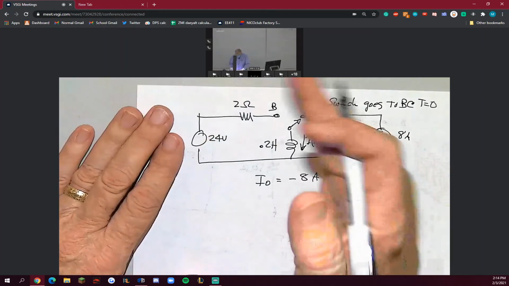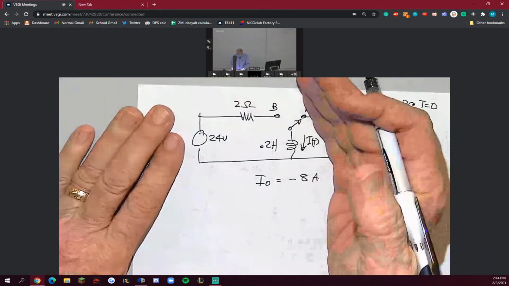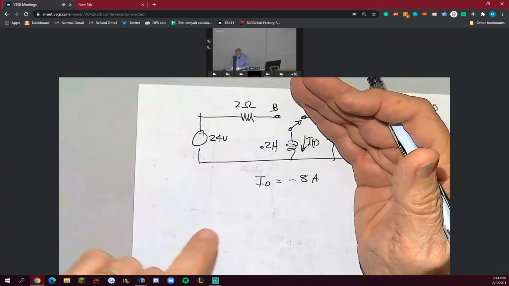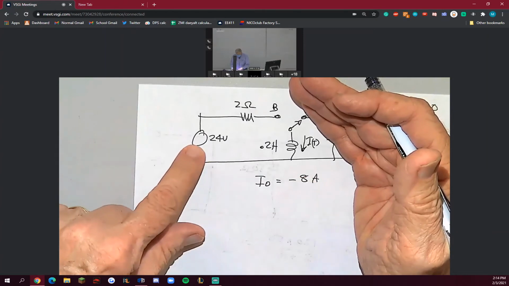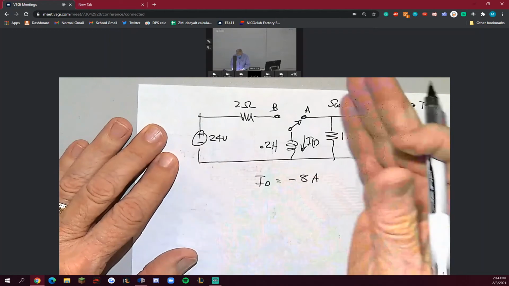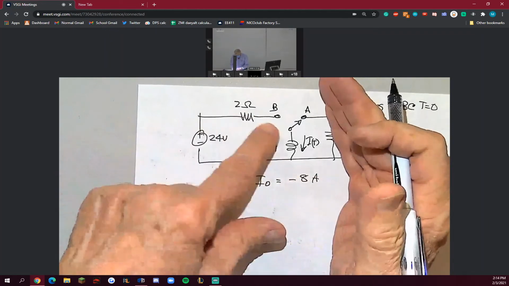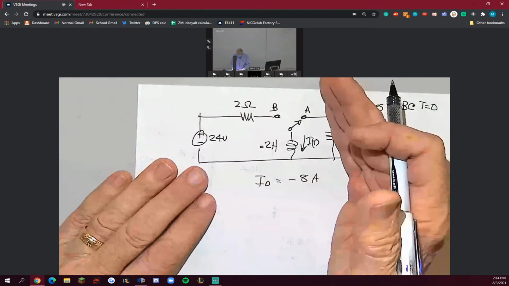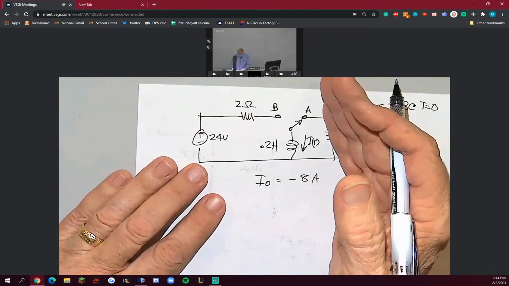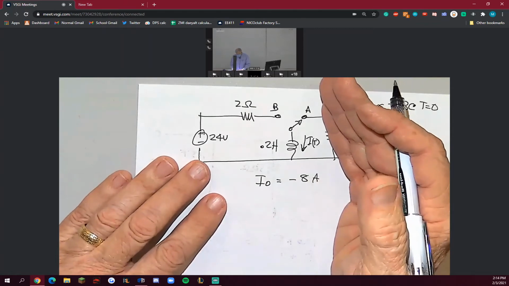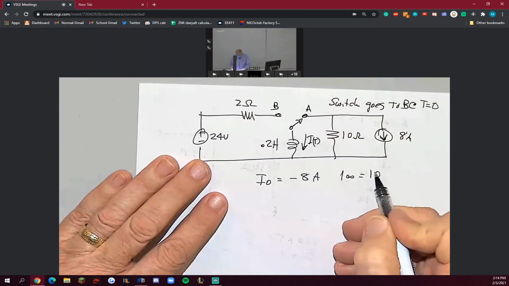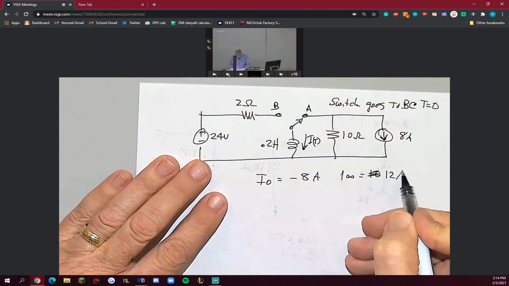Then the switch flips, and now we'll look at what's going on at infinity. And there we've got a 24-volt source. I should show a plus and minus, plus at the top. 2-ohm resistor into the inductor. So the inductor will look like a short circuit out at t infinity. And so we've got 24 volts, 2 ohms. So I infinity is going to be 12 amps.